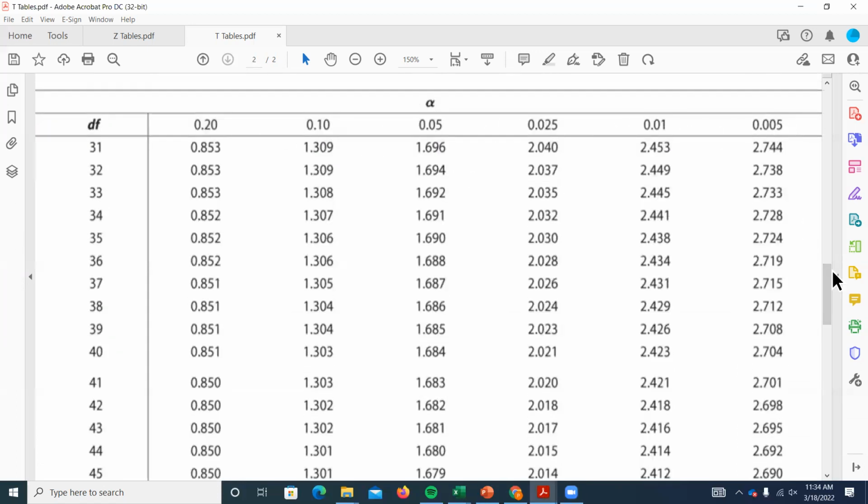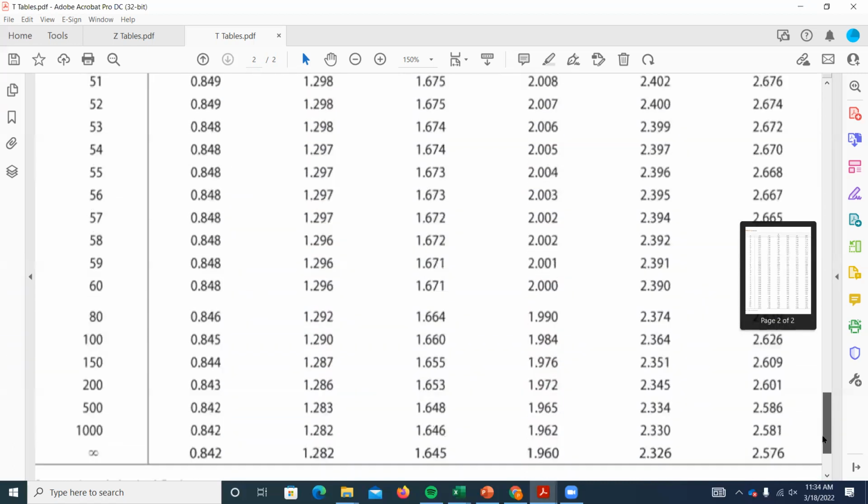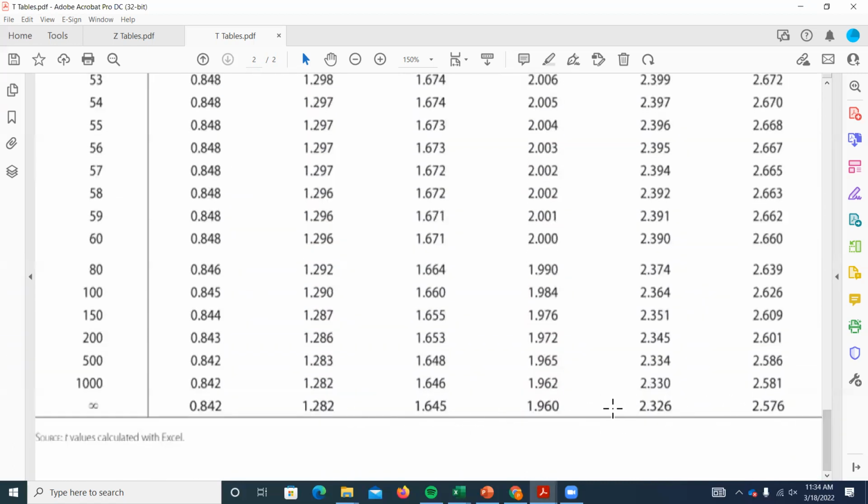Find the area in the tail that we want. If it's a standard normal distribution example, go to this last row. It's got the values there for you. But otherwise, for all the other degrees of freedom for our student t, we can use the rows above that. So that's a helpful thing about the student t.